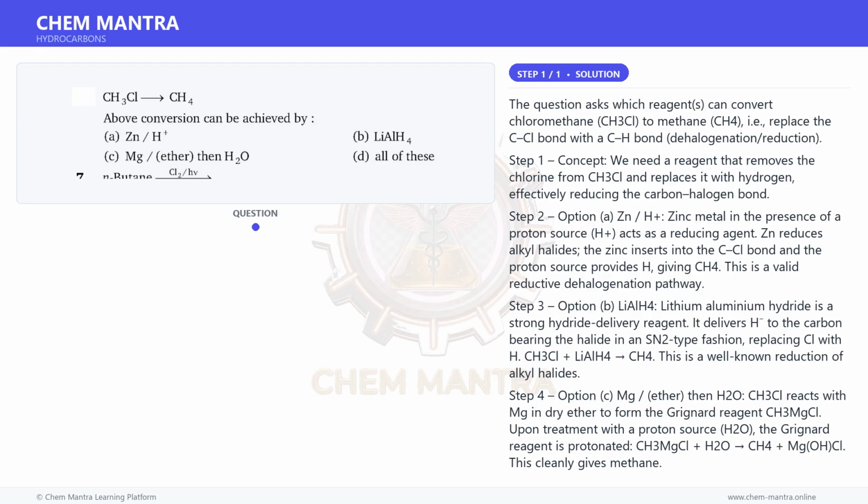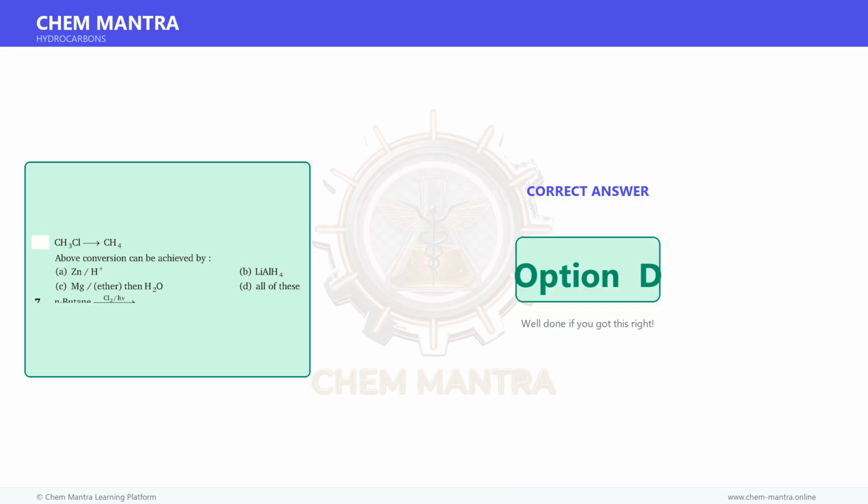Step 5, conclusion. All three methods independently accomplish the conversion CH3Cl to CH4. Therefore, option D, all of these, is correct. Therefore, the correct answer is D.